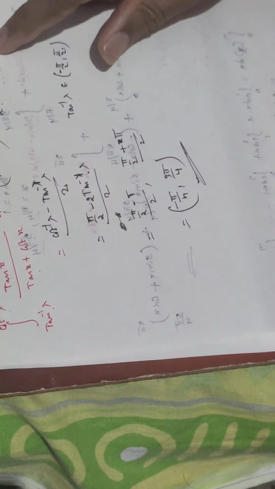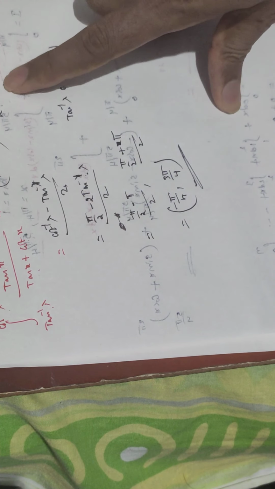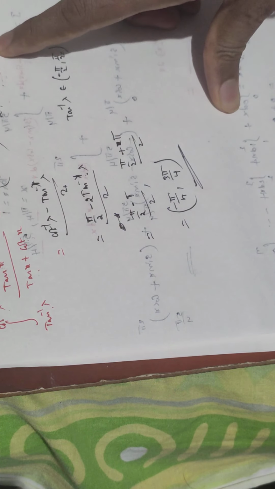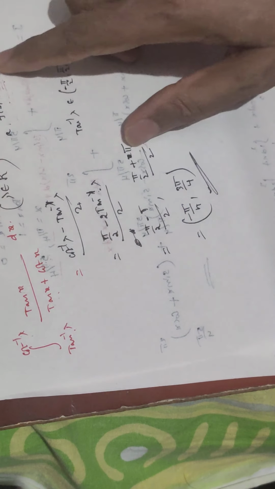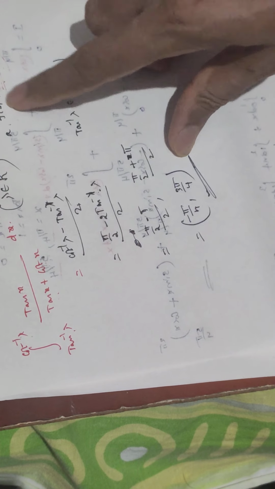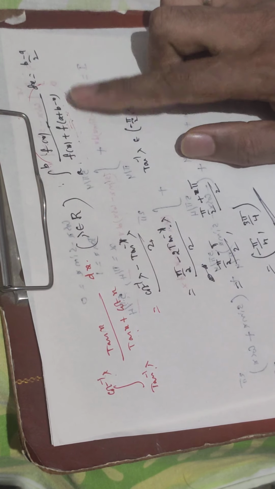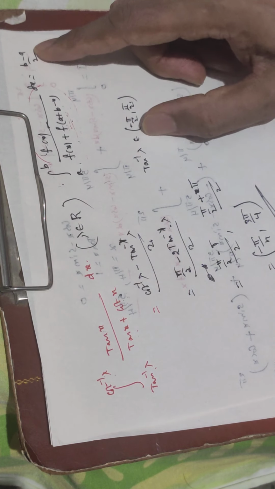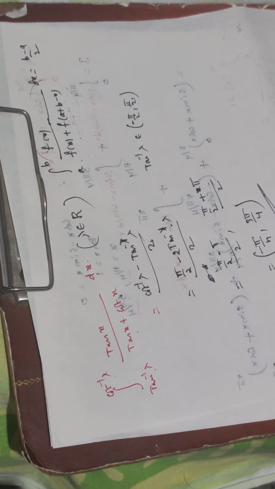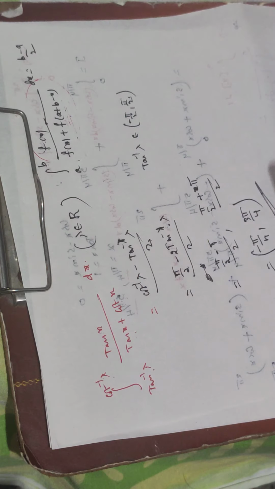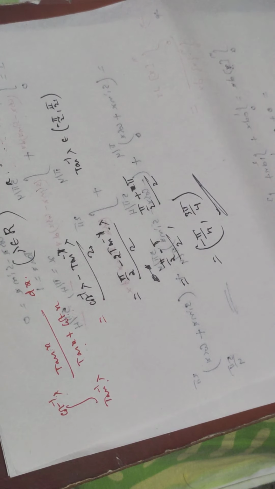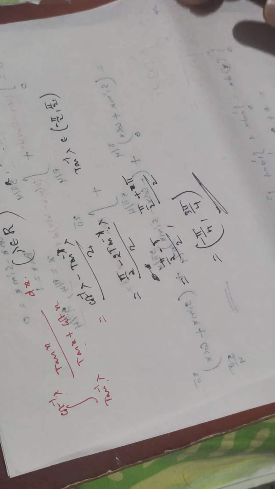Integral a to b f of x by f of x plus f of a plus b minus x dx. You can remember this integrand nature. Directly this value is b minus a by 2. So based on this property, 2 or 3 times in a mains examination the problems are given. Or I can take one more problem.